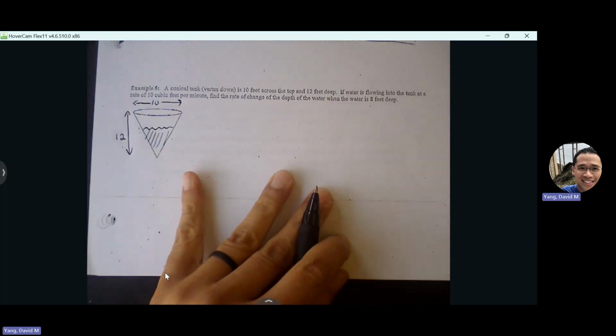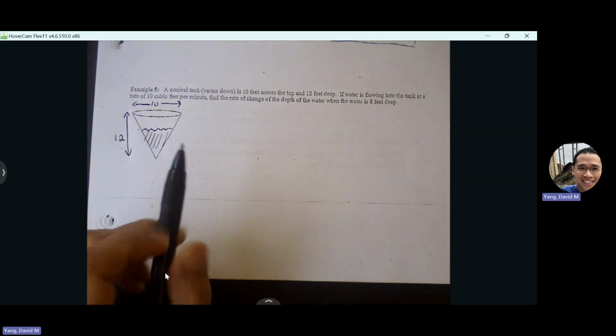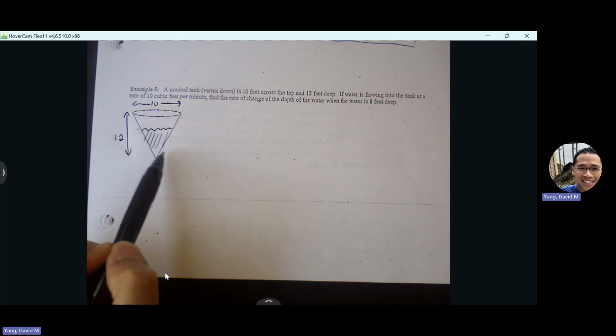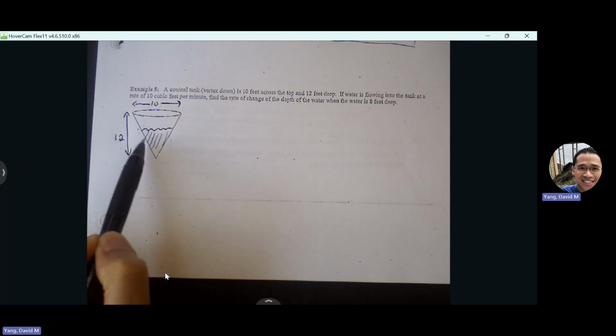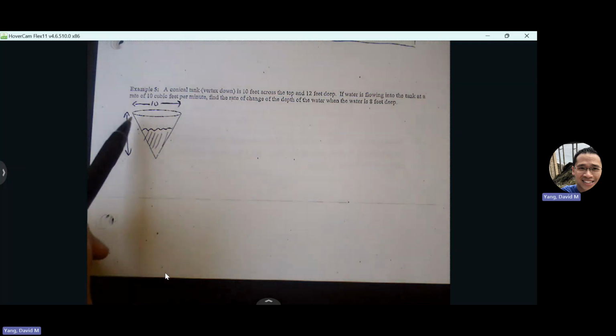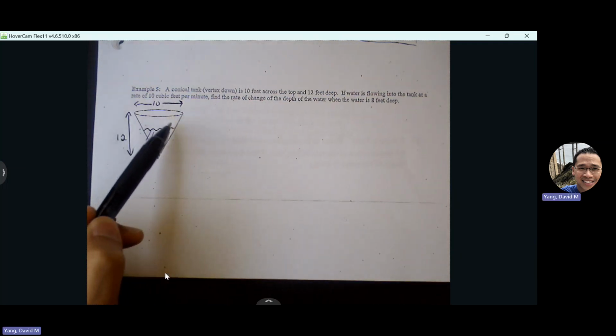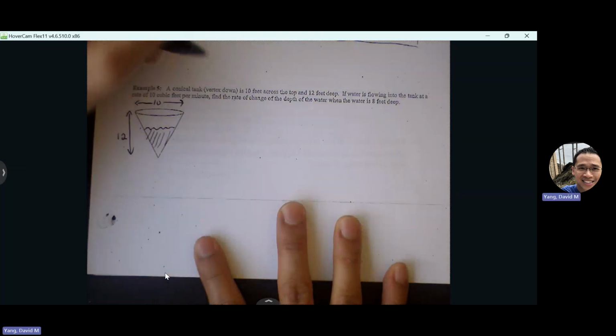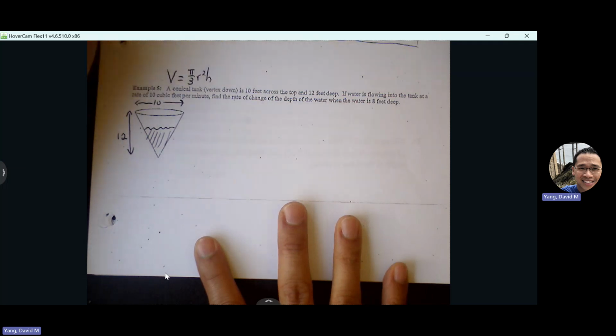I want us to see something here, that there is a cone within a cone. There's a cone that is obviously the shape of the tank, but then the water inside the tank is also getting shaped by the tank. Do you see how the water inside the tank is also its own cone as well? It's a smaller cone. So we have a cone inside a cone, and we're going to use that to help us build the relationship that we need. Okay. So here's the volume formula that we provided for you. Volume is pi over 3 r squared h.